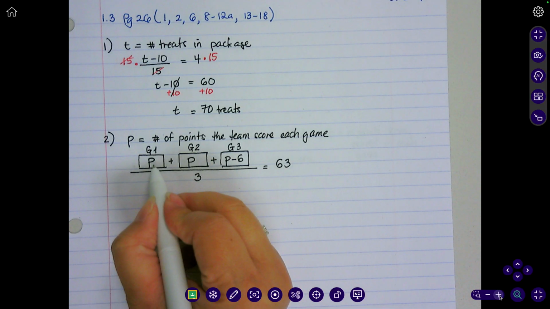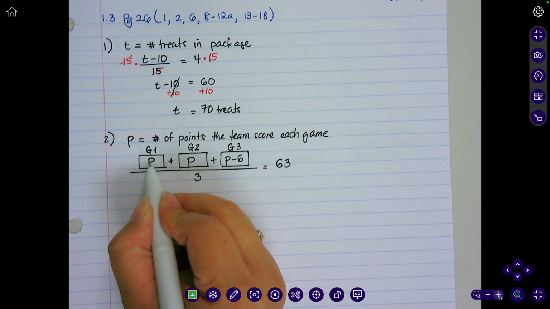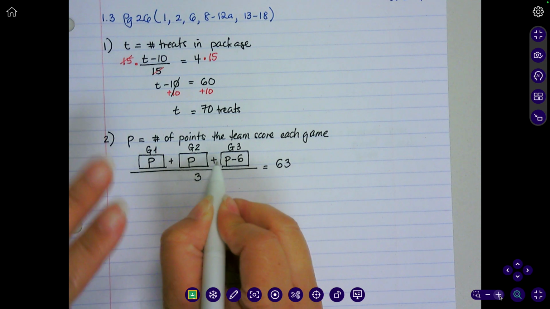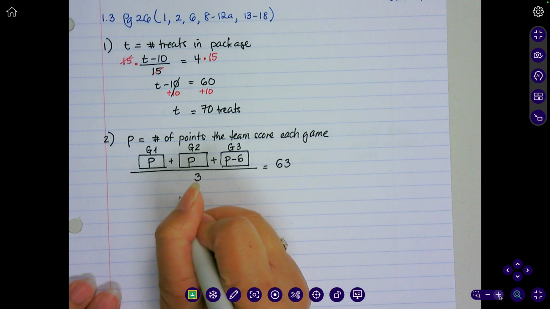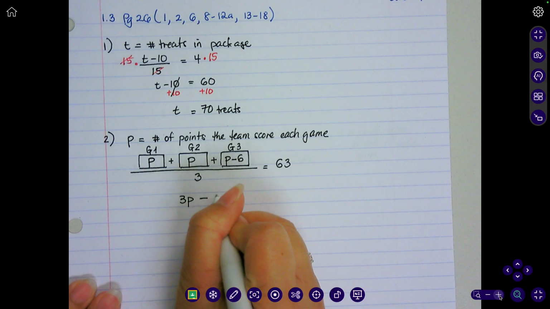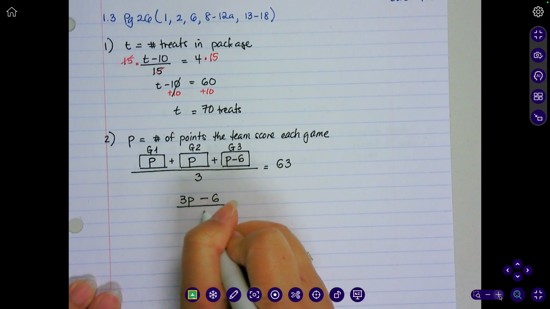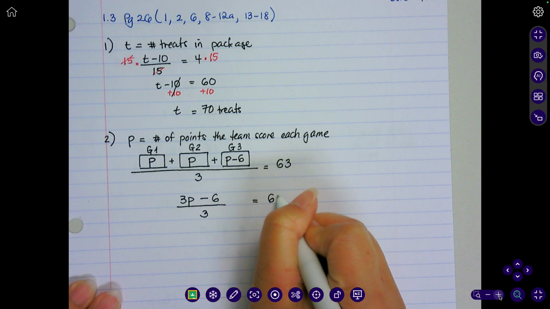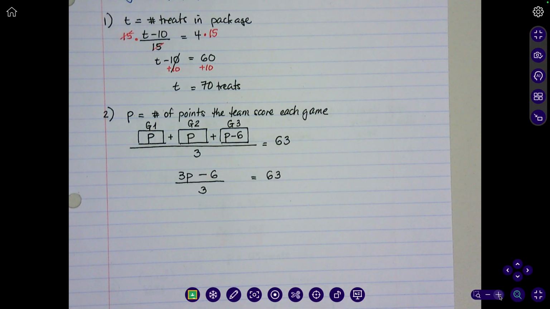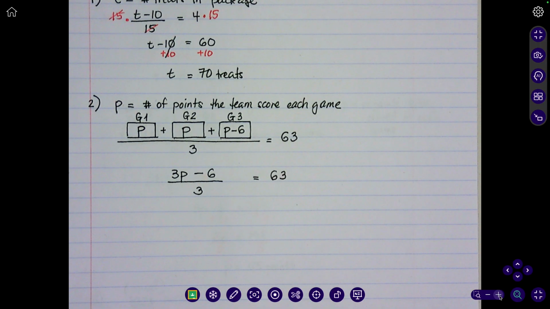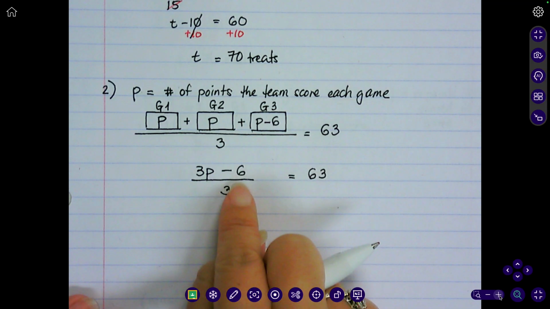So now I'm gonna add it up. So I have P, 1P plus 1P, that's 2P, plus another P, that's 3P. So I got 3P minus 6, then divide that by 3, and that's equal to 63. There's my equation. Now we're going to solve. So hopefully, you remember what I taught you.